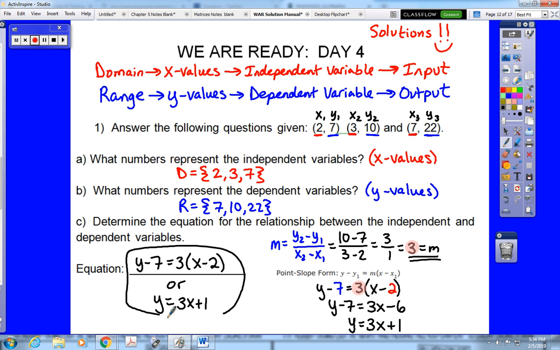You could give either one of these answers and you would receive full credit for that problem on the ISTEP. They don't care what equation you give as long as the equation is correct. So it doesn't matter if you give them the point slope form or the slope-intercept form. Either one would be accepted. Heck, you could give it to them in standard form, but that'd be kind of dumb.